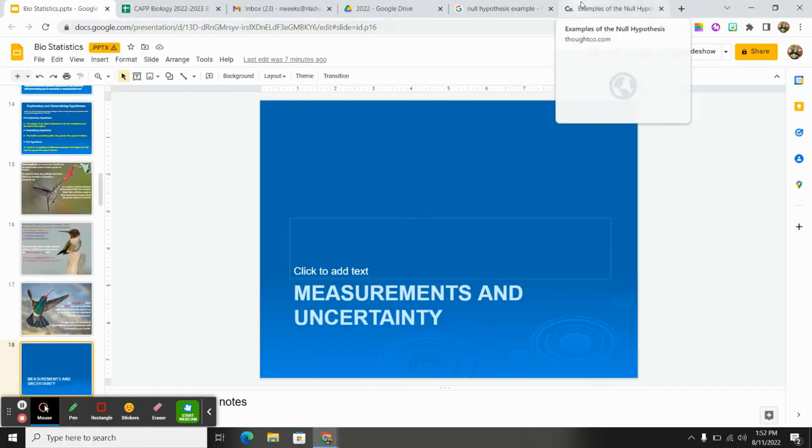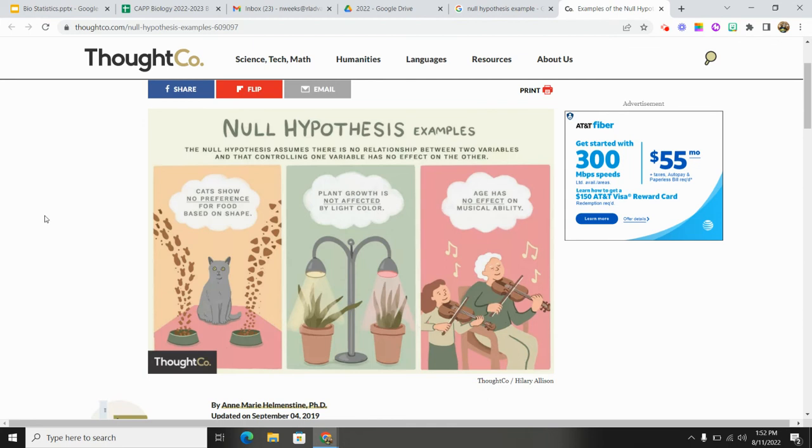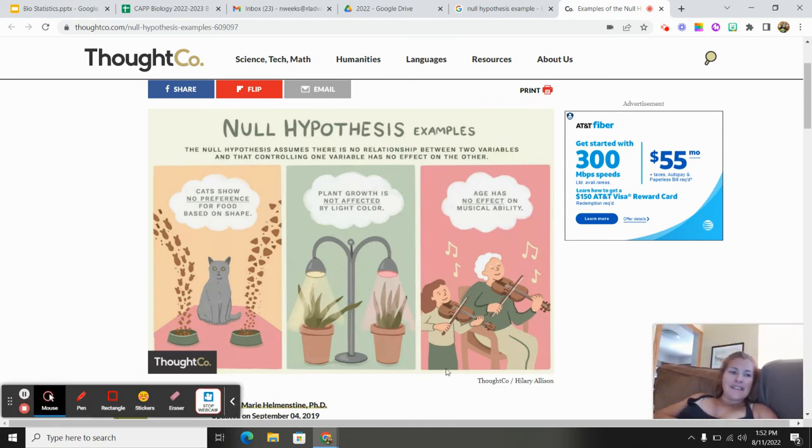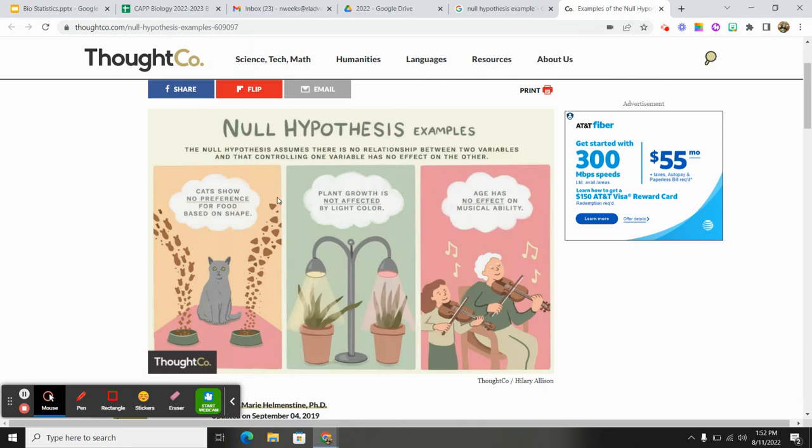So, just for some examples of null hypotheses, I just literally typed this into Google for some examples. With our little null hypothesis down here, if I wanted to prove if cats liked one food or another, I would say cats show no preference for food based on shape. So, in my experiments, I would do an experiment to try to prove that they did like the different shapes, but my null hypothesis is going to say there is no preference.